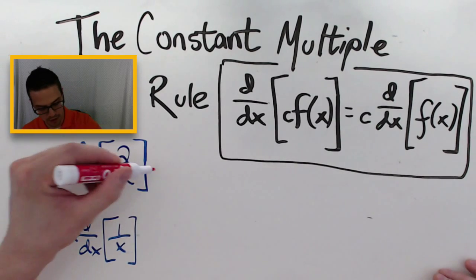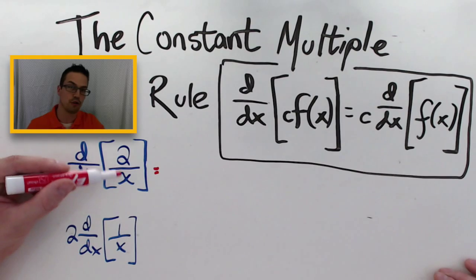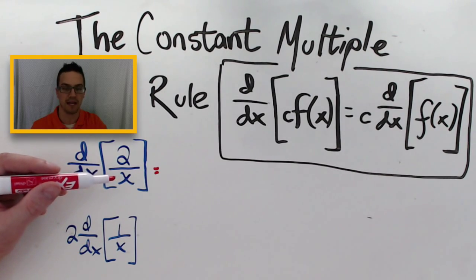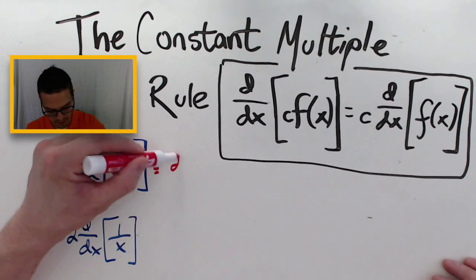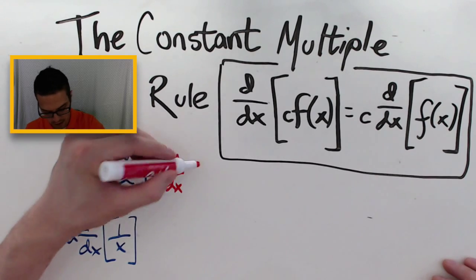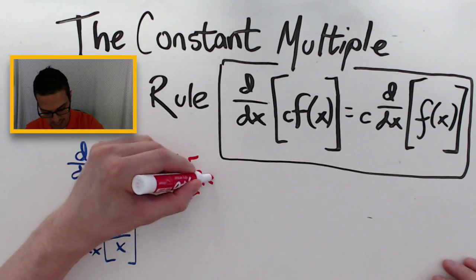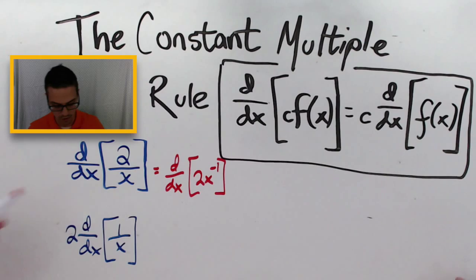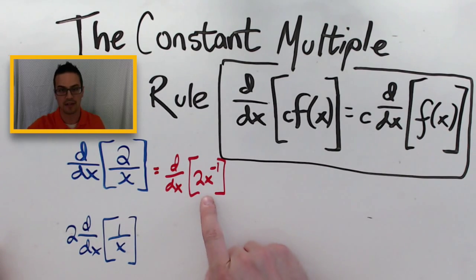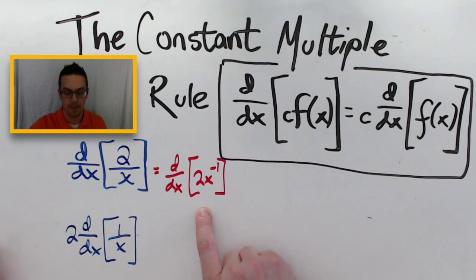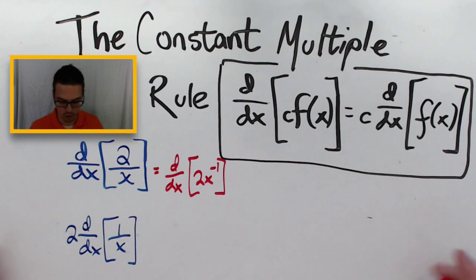Okay, first thing I want to do is, I don't like the fact that this is 2 over x, so I'm going to make this into an exponent. So this is going to be the derivative of 2 times x to the negative 1. Okay, because 1 over x is equal to x to the negative 1. Okay, from here, I'm going to use the power rule and the constant multiple rule.